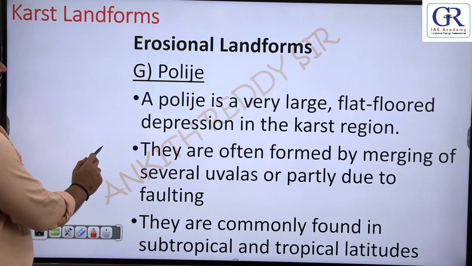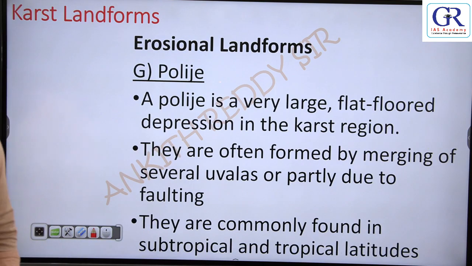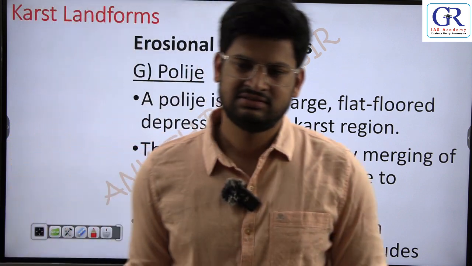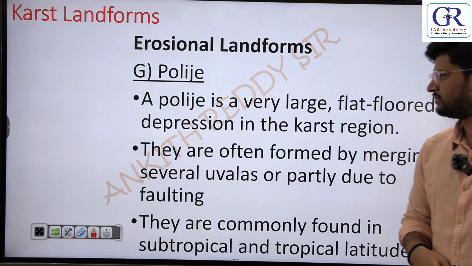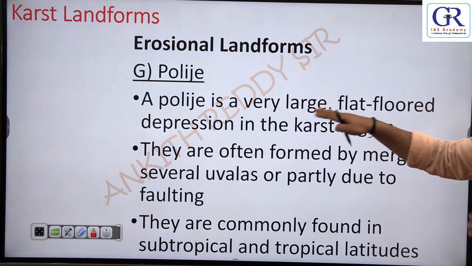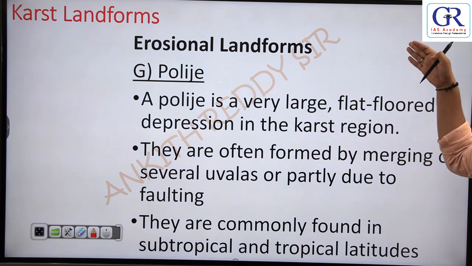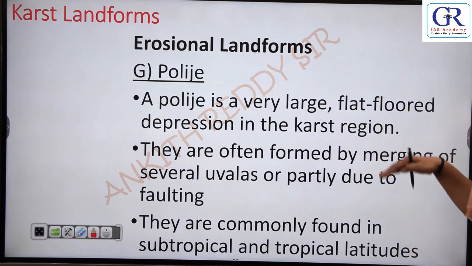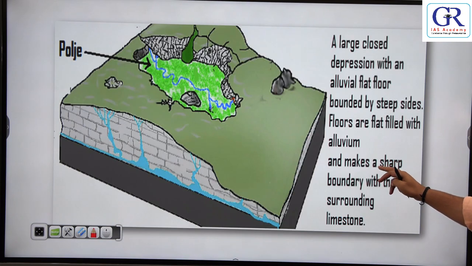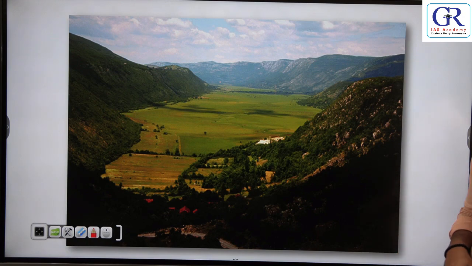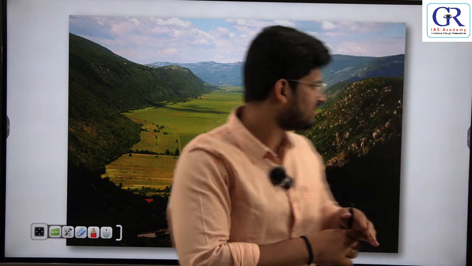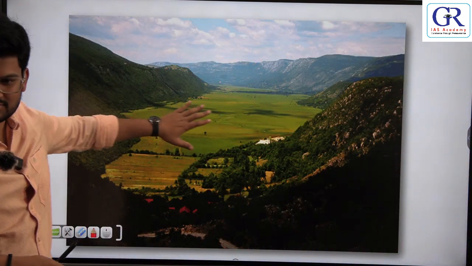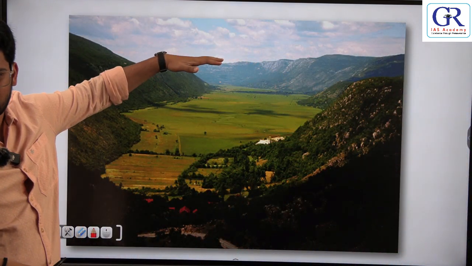Okay, and polje. Polje is nothing but a very large flat floor depression in the karst region. How is it formed? So look at this picture. This was a flat area, and the entire part was filled with limestone rocks.